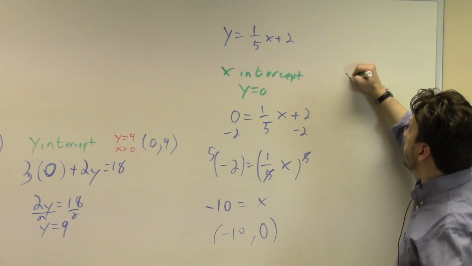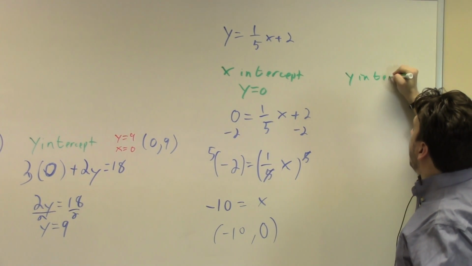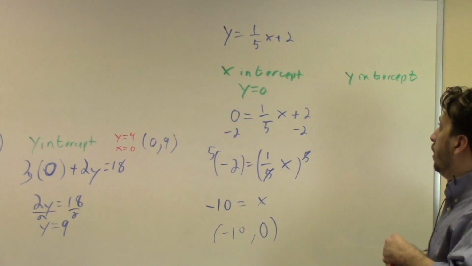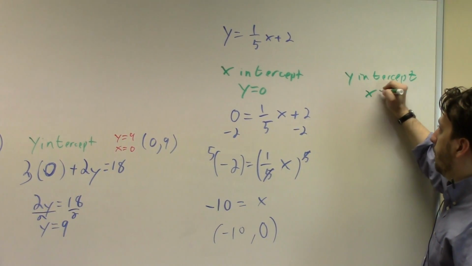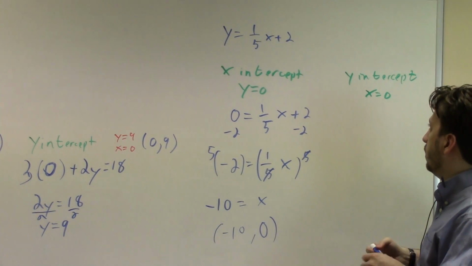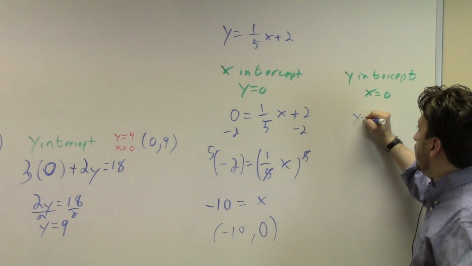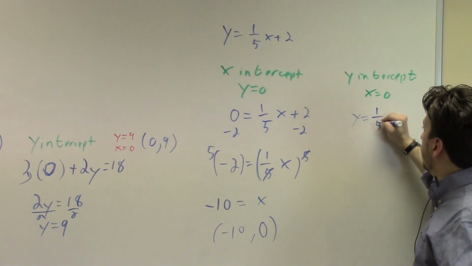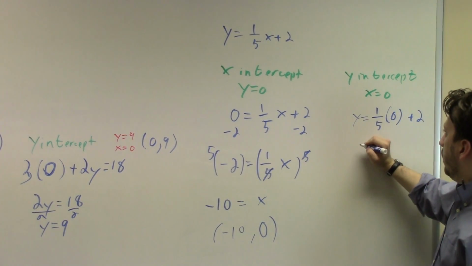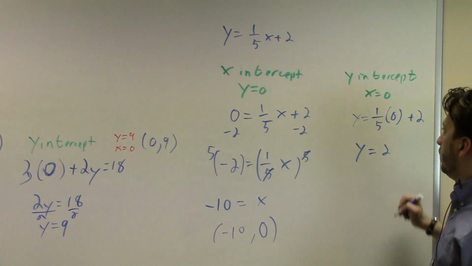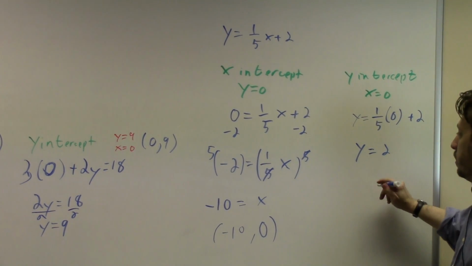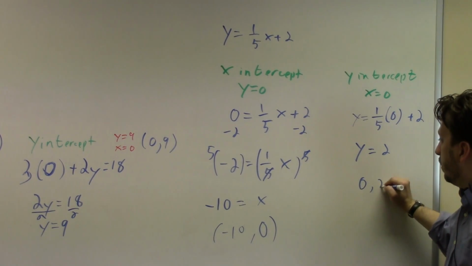For our y-intercept, it is actually going to be a lot easier for us this time around because we're going to set x equal to 0. And when we do that in our equation that we've got here, we're going to get y equals 1/5 times 0 plus 2. And when we simplify that, we're just going to get y equals 2. So we're already done. And then our y-intercept is going to be the point 0, 2.